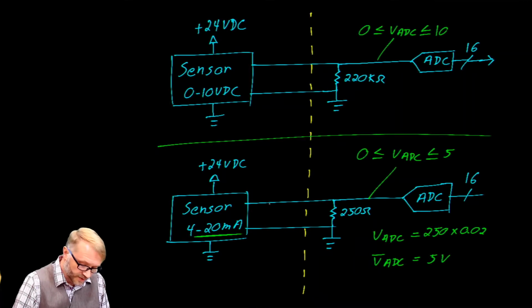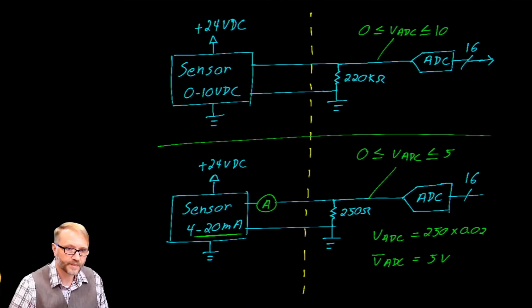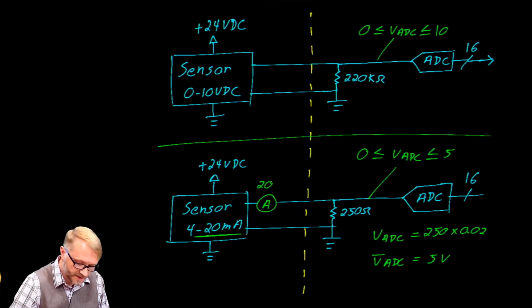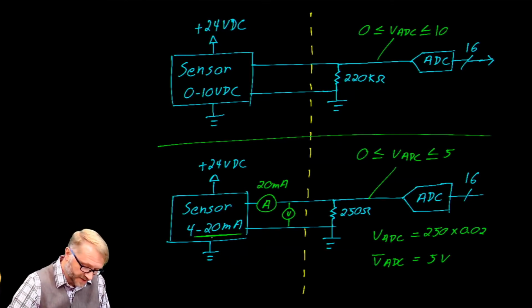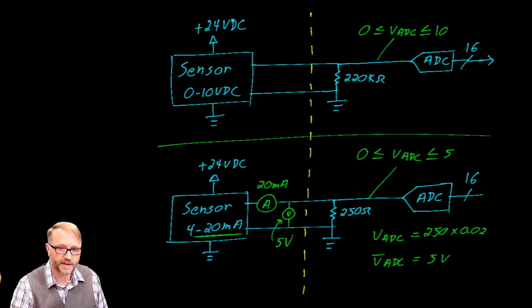That's a fact that may prove useful one day as you actually physically measure the inputs and outputs of these sensors. For example, if you put an amp meter here, if the sensor was at full scale, you would expect to measure 20 milliamps. But maybe you don't want to go through all that effort of breaking the circuit and installing a current meter. Maybe instead you just want to measure the voltage. Well, if this device was full scale at 20 milliamps, this voltmeter would read 5 volts. And that is on the face of the PLC itself. 5 volts is full scale.